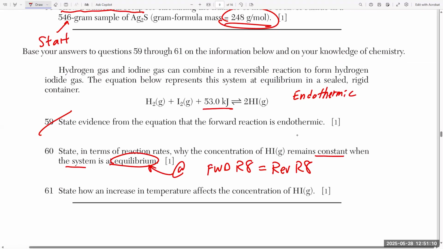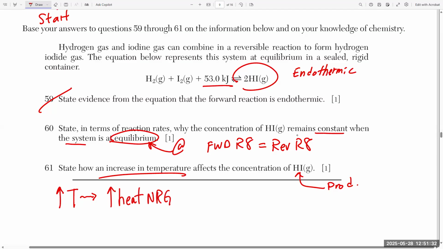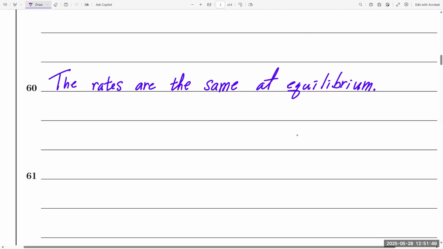State how an increase in temperature affects the concentration of HI. So what is HI? HI is right here, right? So that's products, okay? And an increase in temperature, what do we know? Increase in temperature means that you're raising heat energy, right? Which is what? Raising energy is raising reactants, right? Which means more products. All right. So write that.